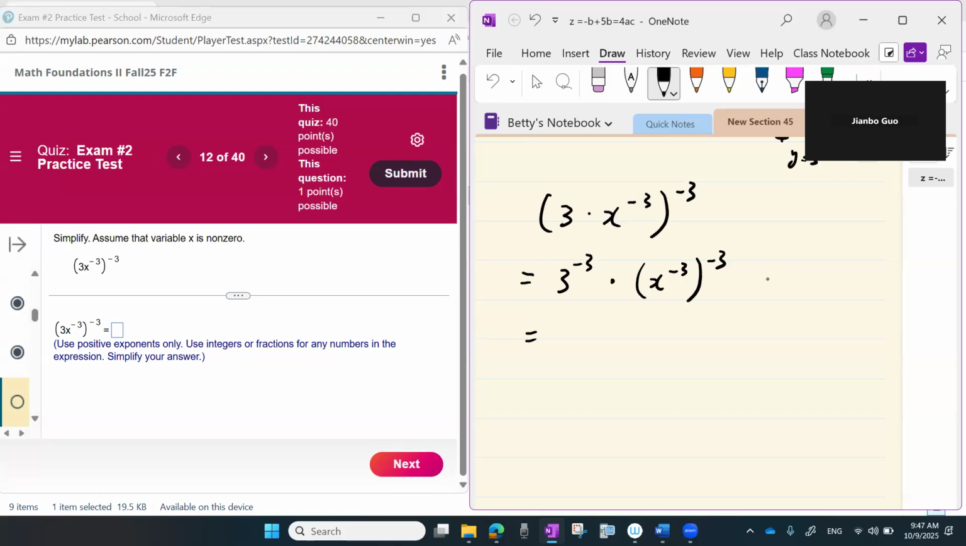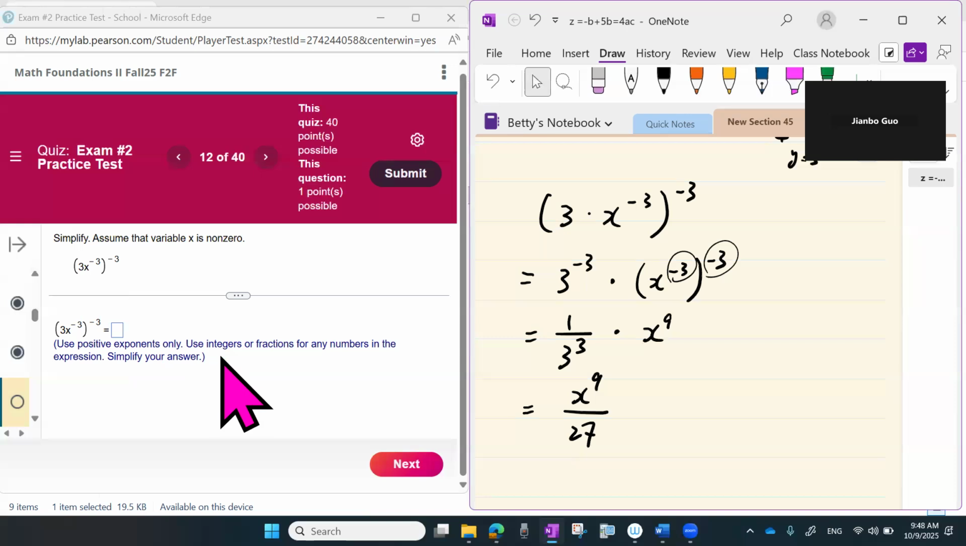3 to the power -3 is 1 over 3 cubed. Multiply x to the -3 by the power rule: we keep x and then multiply the two exponents. -3 times -3 is positive 9. 3 cubed is 27. So we have x to the power 9 on the top, and 27 on the bottom. x to the power of 9 over 27. That's the answer.